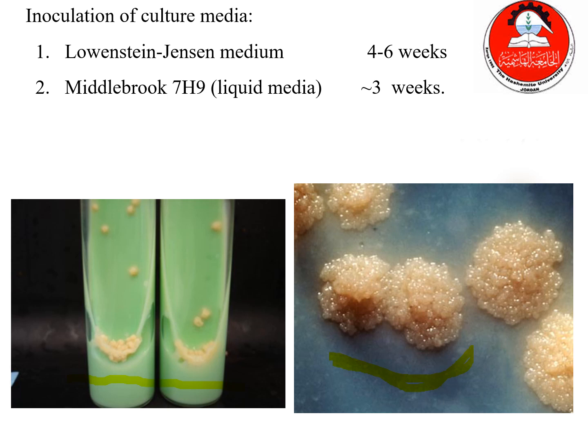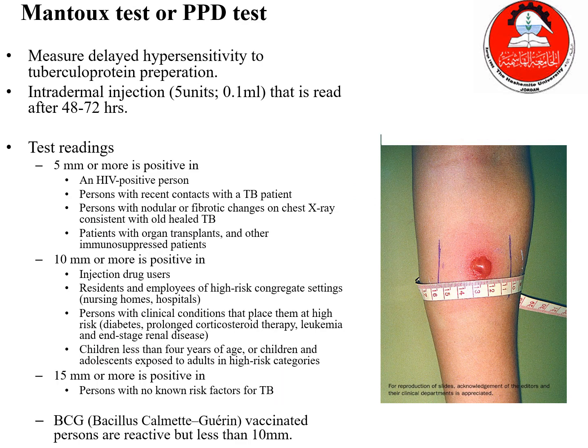We have other culture media that we can use, liquid culture media such as the Middlebrook 7H9, and this might take 3 to 4 weeks for the growth of Mycobacteria on it. So it is a faster culture media to use when we're seeking quick results.